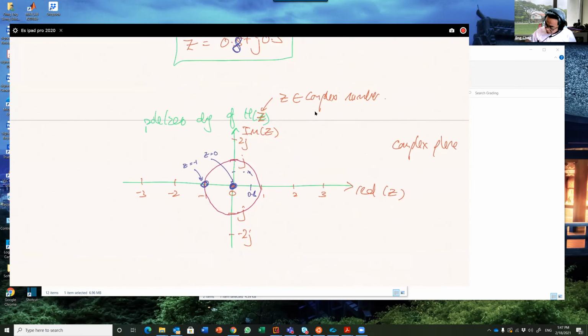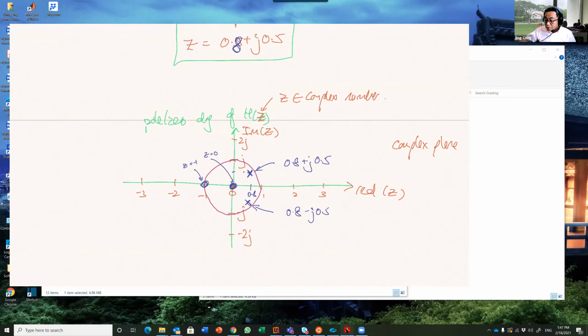0.5 is here. So I draw one cross here and one cross here. So this guy is 0.8 plus j0.5, one pole. This guy is 0.8 minus j0.5. So this is the pole and zero diagram. Now let's look at the exam question again.